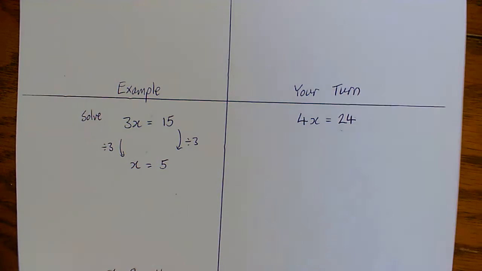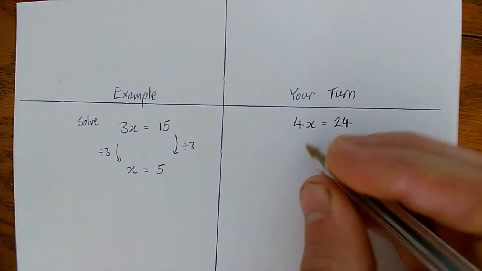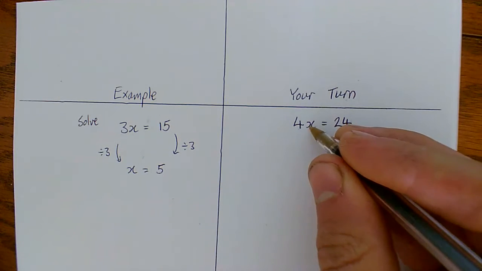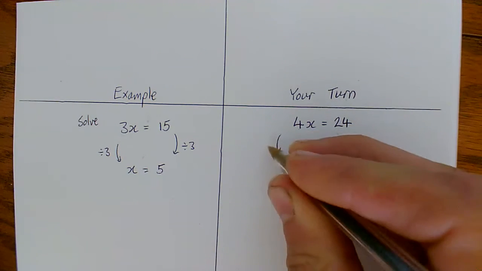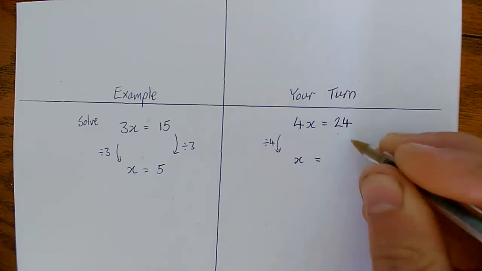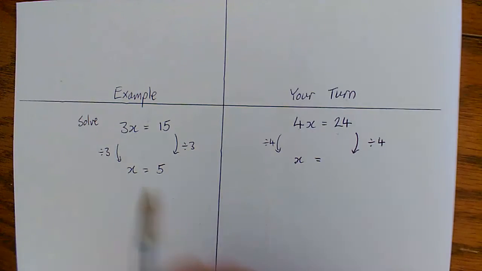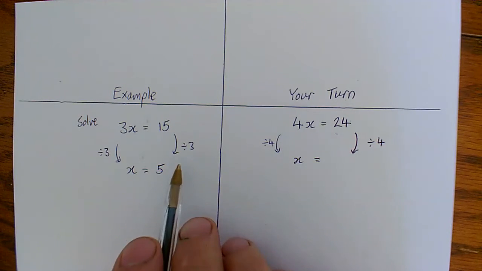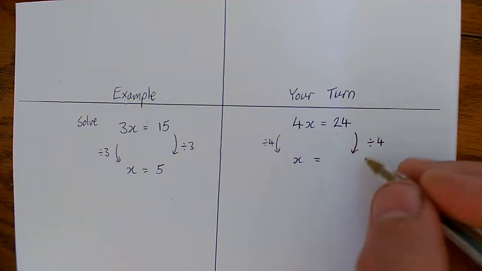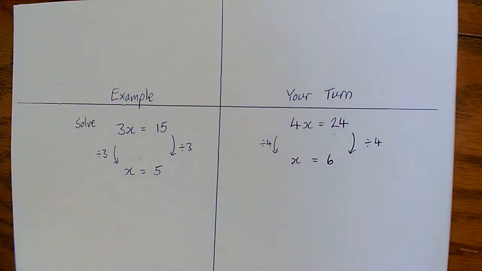Hopefully you have now had a go, having paused the video, and you looked at this one. We're going for x equals. The moment we've got 4 times x, the opposite is going to be to divide by 4. That'll give us x equals, but we need to do the same thing to both sides. You'll see I did that there. I meant to say that more clearly: same thing to both sides. So I need to divide this side by 4 as well. 24 divided by 4 is 6.